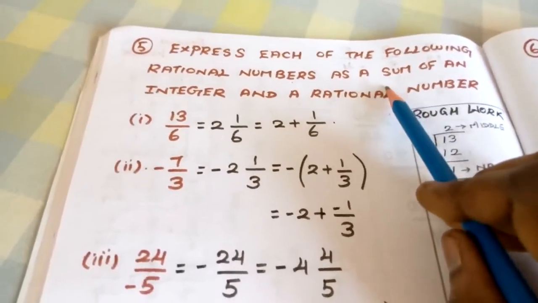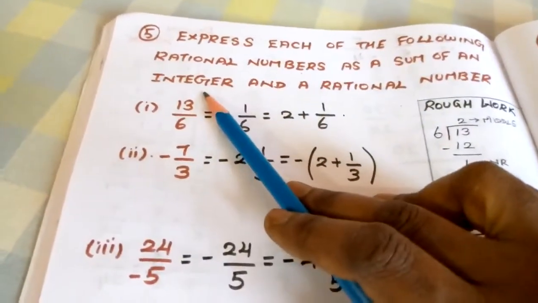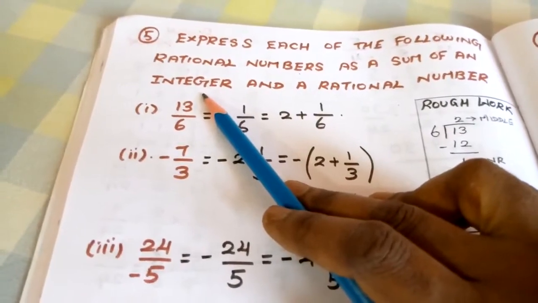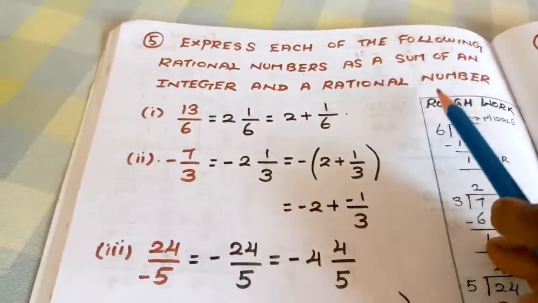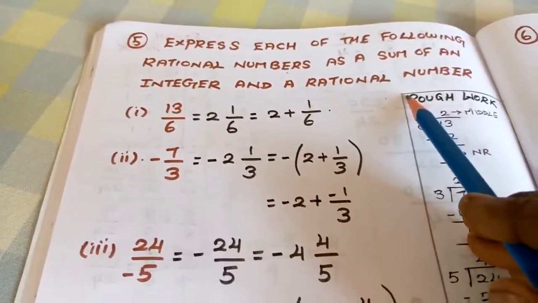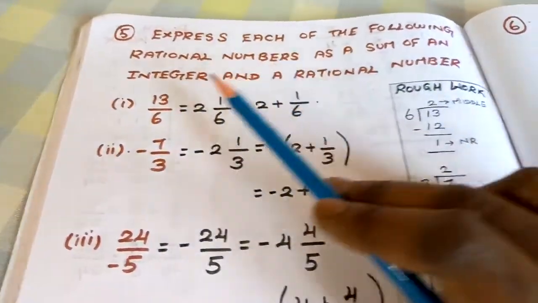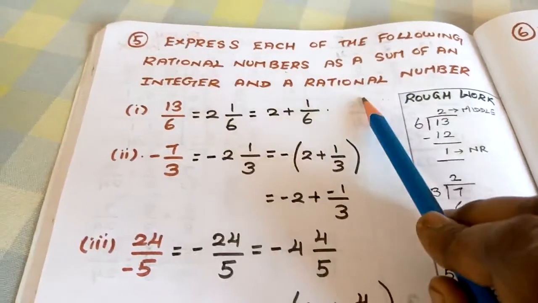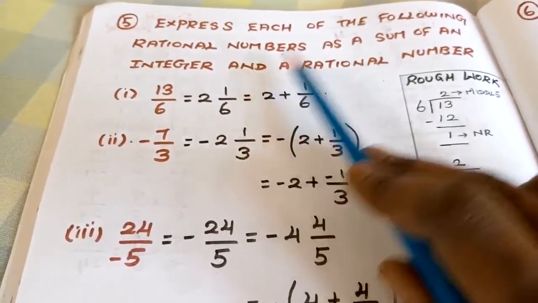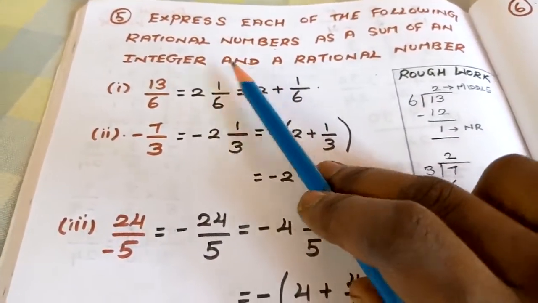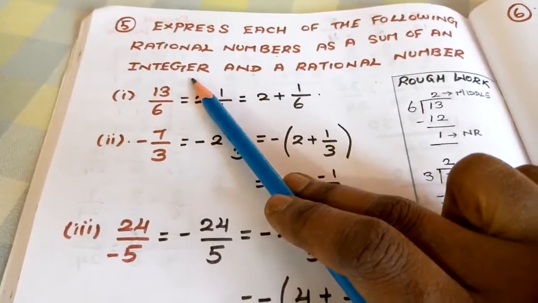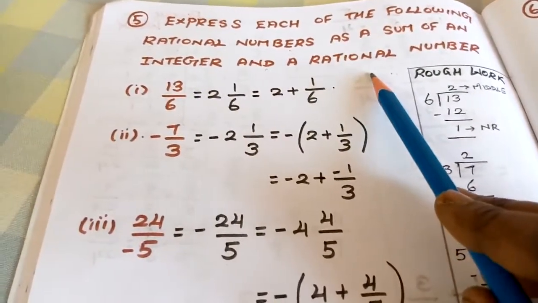Sum means addition of an integer, which can be a positive value or a negative value, and a rational number. So you are going to bring the answer in 2 parts. And in between these 2 values, that is the integer and the rational number, definitely I am going to write the symbol plus. One is going to be an integer value and another is going to be a rational number.